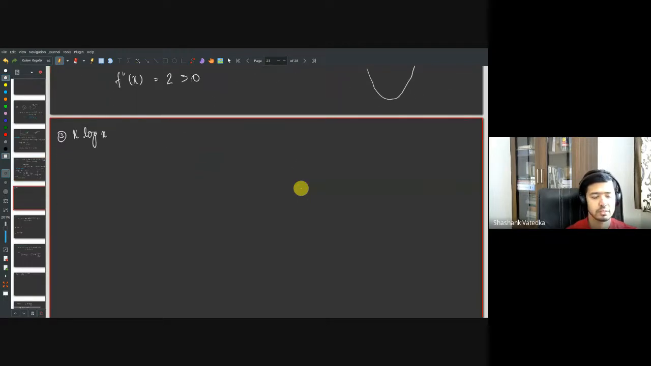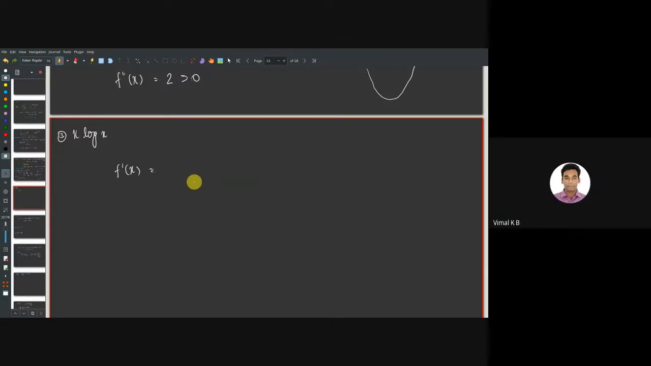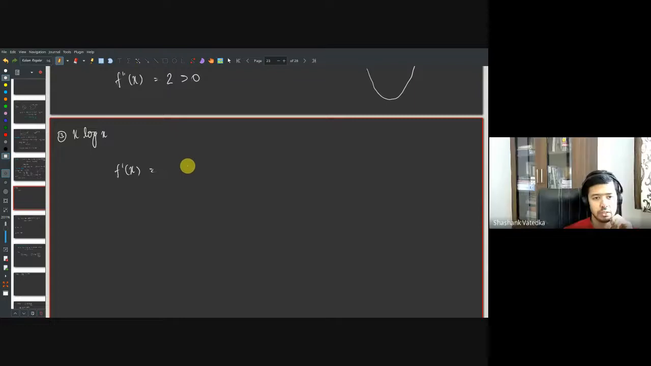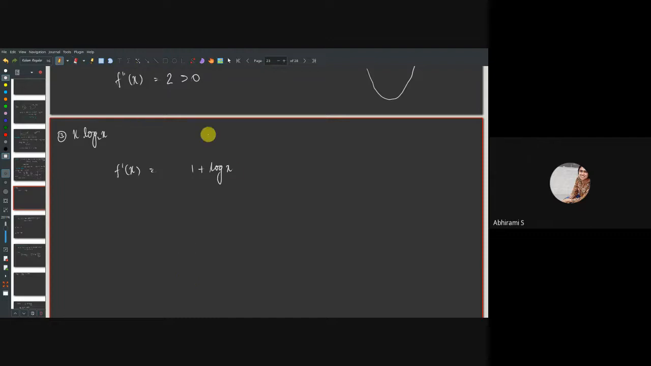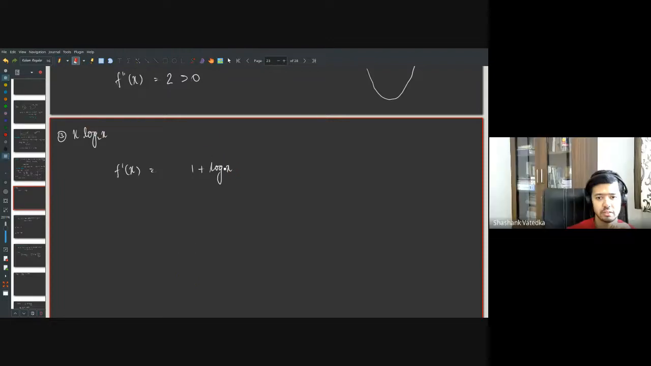Okay, let's do one last example, x log x. So what is f dash of x going to be equal to? One plus log x. Are you sure it's just 1 plus log x? Assume that the base is 2. ln 2 will be there. 1 by ln 2. Yes. Correct. So let's write it in this particular form.